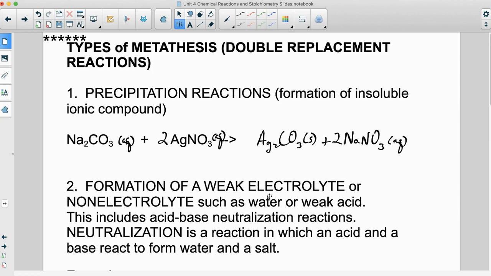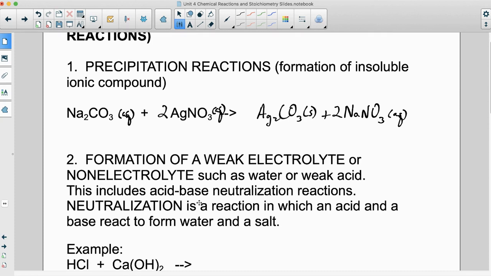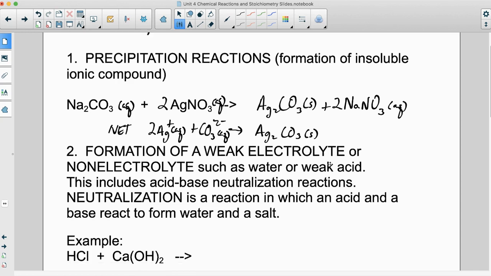So that's a precipitation reaction where we form an insoluble ionic compound, this precipitate here. So our net ionic will be the formation of the precipitate, which is this. So we know that on the right-hand side, the products, we should get the solid. And the ions that create that are 2Ag+ aqueous plus CO3 2- aqueous. So those combine and form this precipitate.